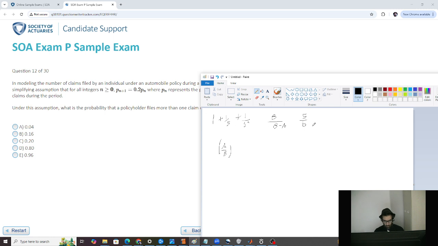Sorry, you would get 5. You get 5 over 4, which means you have a probability 0.8 of filing exactly 0 policies. You multiply by 0.2, you get 0.16 for filing exactly 1 policy. You want probability of more than 1. So this is 1 or less, that's 0.96. You want 1 minus that.